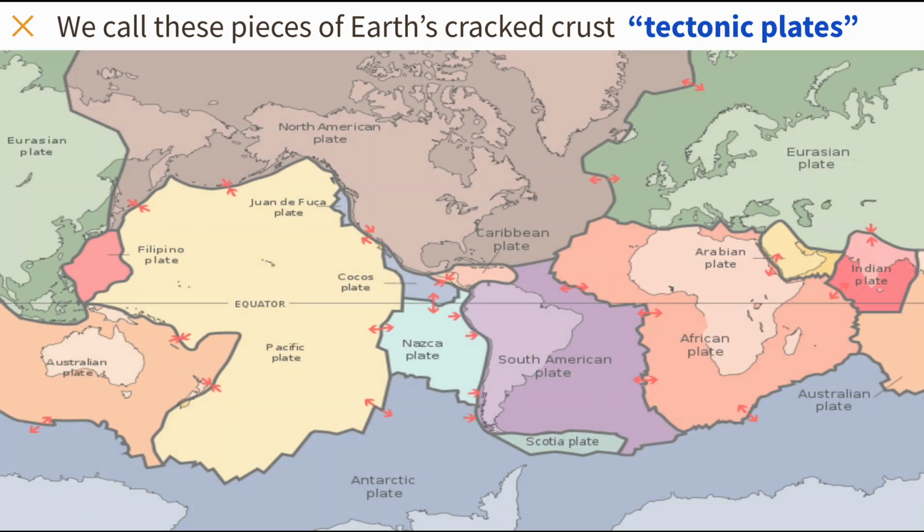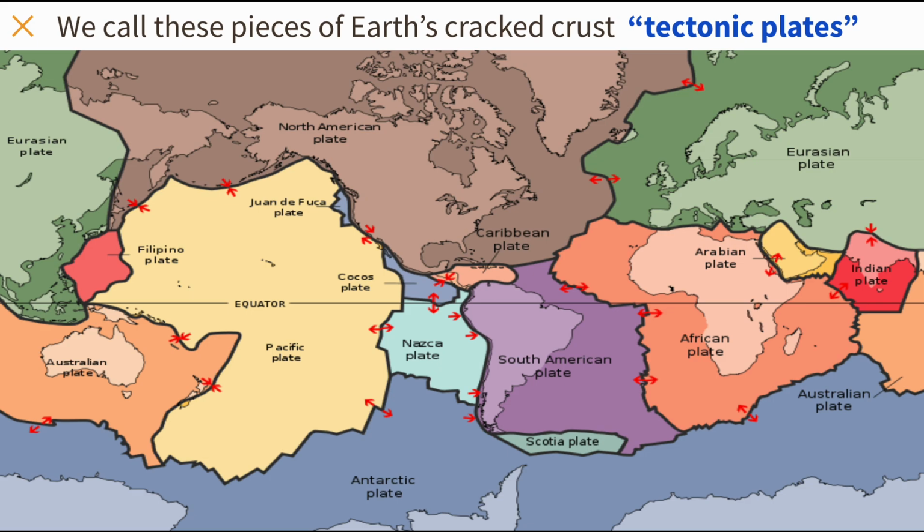Okay. So, you learned something in that video. We call these pieces of the cracked crust of the Earth tectonic plates. Tectonic plates. And here's the map that you saw in the video. Look at all these different colored pieces. Each different colored piece, like the purple one, the yellow one, the brown one, each of them is a single tectonic plate. It's like one piece of the Earth's cracked eggshell.